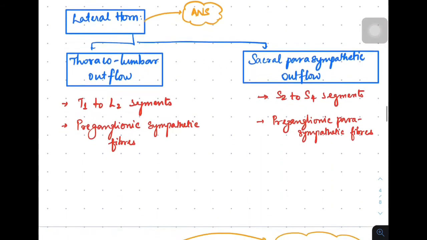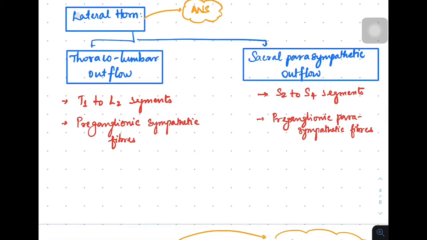Now we'll talk about the lateral horn. The lateral horn is mainly involved with the autonomic nervous system. We all know the autonomic nervous system has a thoracolumbar outflow and a craniosacral outflow.